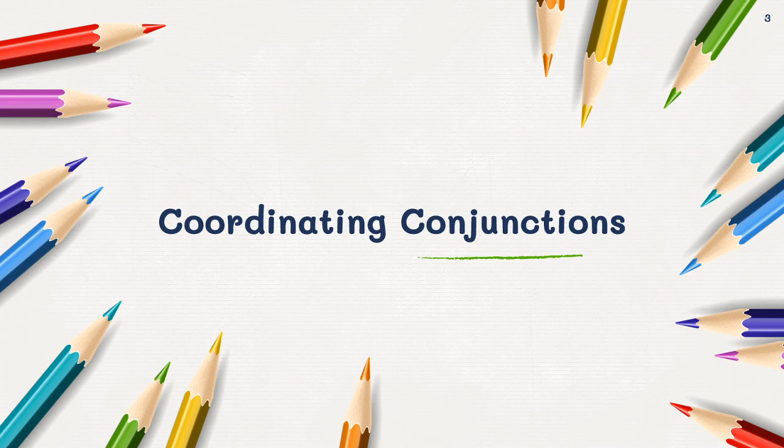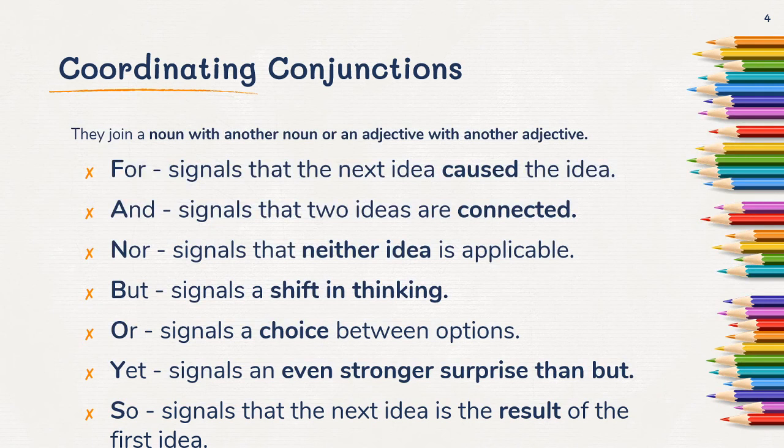Our first one is coordinating conjunctions. What are they? They join a noun with another noun or an adjective with another adjective. Here we have FANBOYS. It's the word we'll be using to better remember the most commonly used conjunctions. The first one, F, for, signals that the next idea caused the idea.